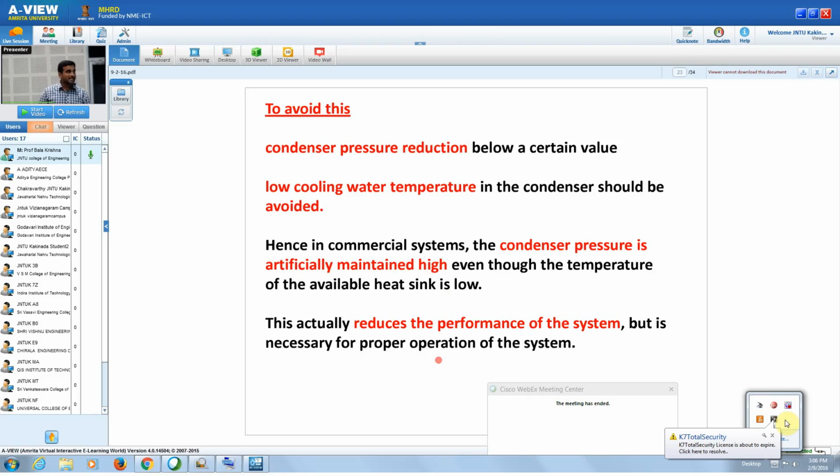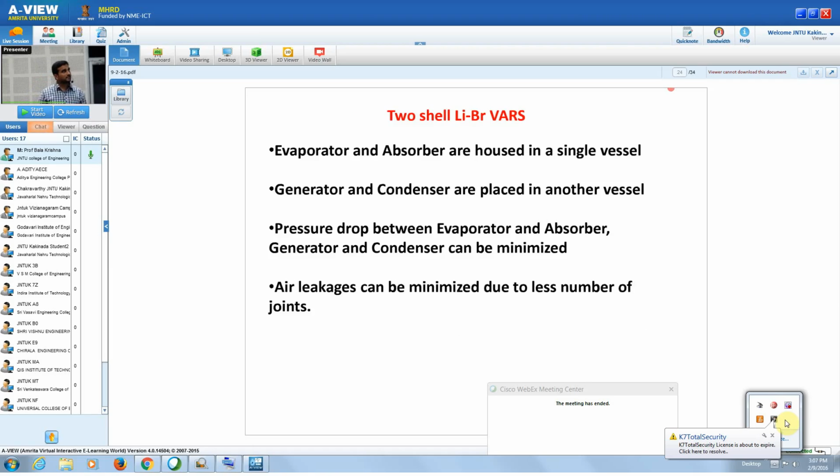And see here, the last point is that this actually reduces the performance of the system, because you are maintaining more condensation pressure. In order for proper operation of the system, this modification is necessary to avoid crystallization. Is it clear? So this is one of the major problems encountered in the lithium bromide water vapor absorption system. And coming to the next one.